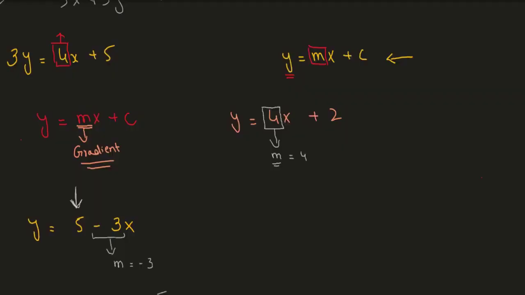Moving on to the next example. Let's take another example. 4y plus 3x is equal to 2.